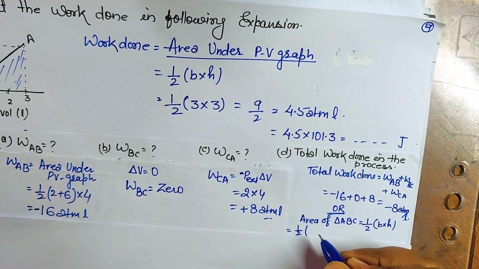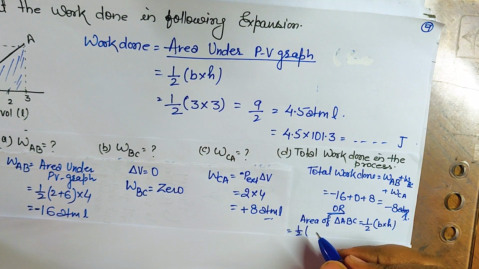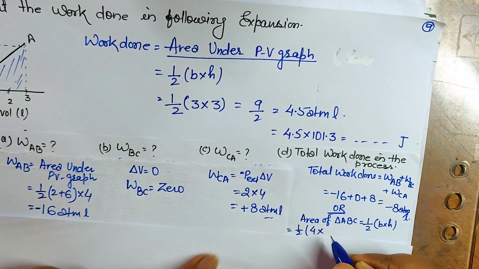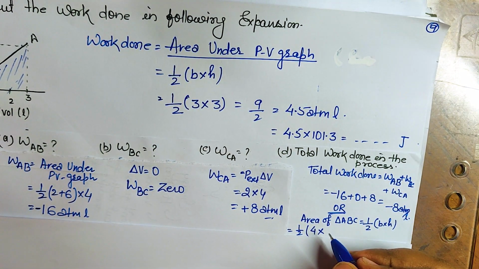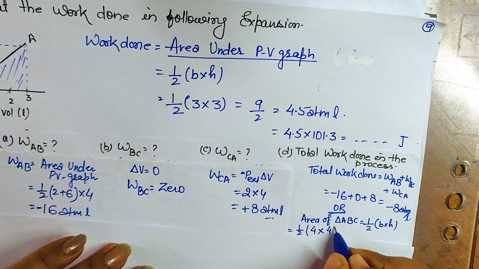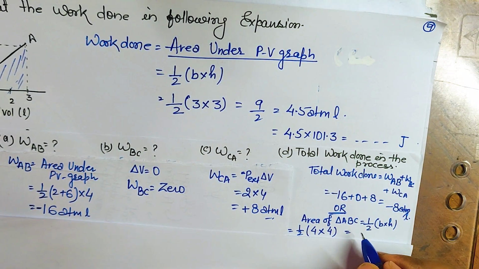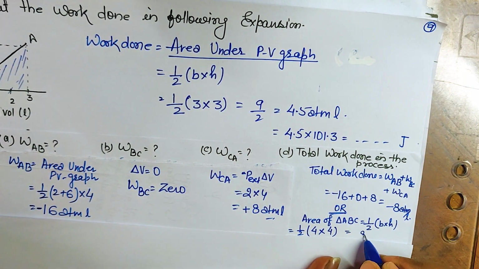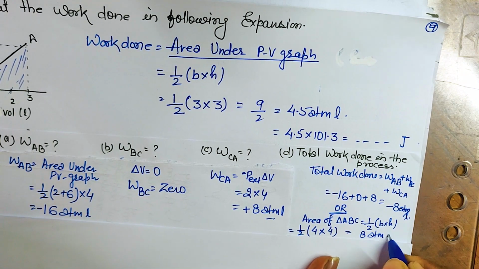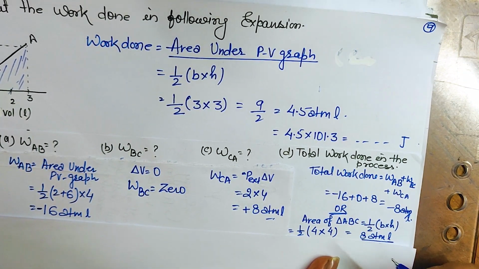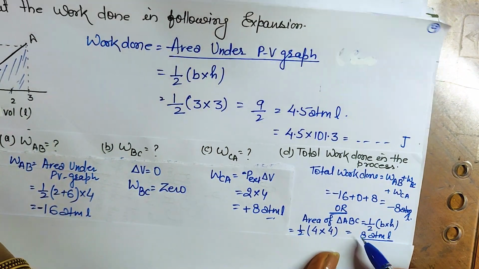Half. B is the base here, 5 minus 1, 4, and H is this 6 minus 2, it is 4. So what will it be? We can say 16 divided by 2 atm per liter. And in this way you will not get the sign.